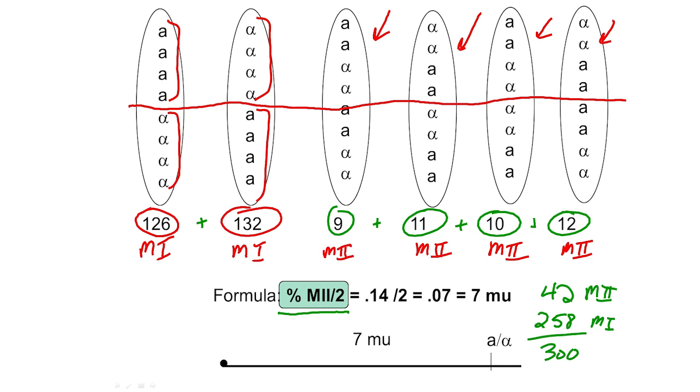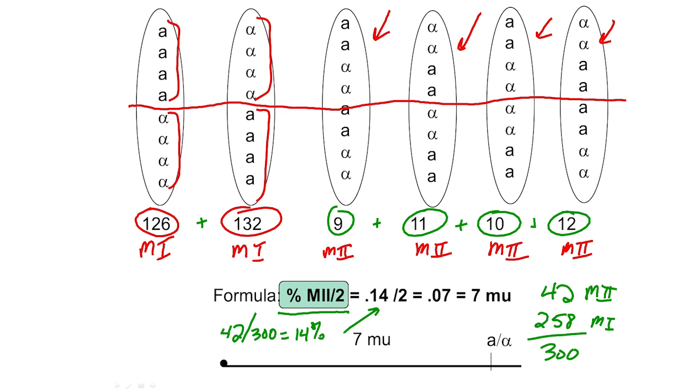And again, I did that just to make the math a little bit easier. So the percent of M2s is what? It's 42 divided by 300. And if you do that math, you'll find out that it's 14% of the total amount of asci exhibiting the M2 pattern. So there it is, 14%.